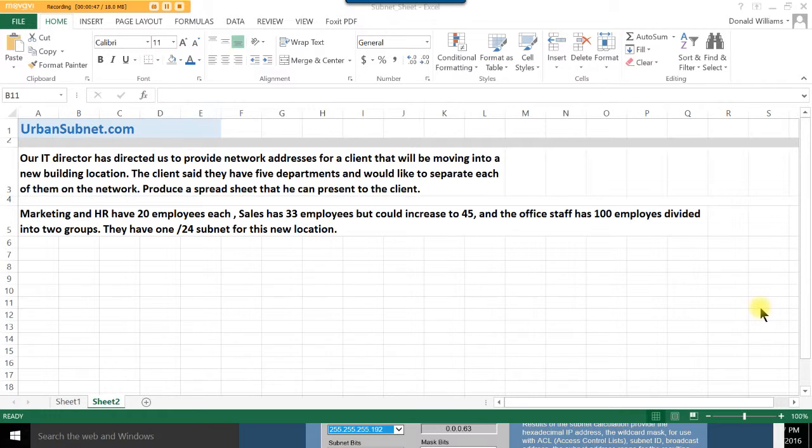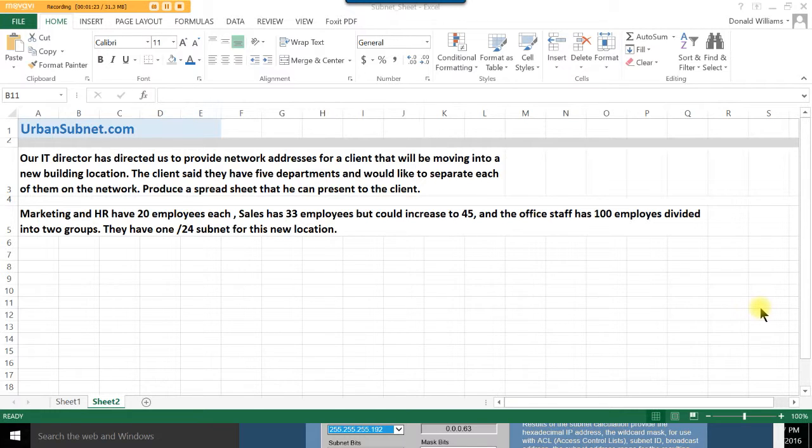So in this case, we are employed by a company, and our IT director has called a meeting. He says he's going to go over a project with us. At the project meeting, this is what we found out. Our IT director has directed us to provide network addresses for a client that will be moving into a new building location. The client said they have 5 departments and would like to separate each of them on the network. And he asked us to produce a spreadsheet that he can present to the client.